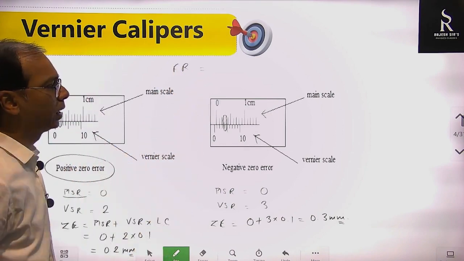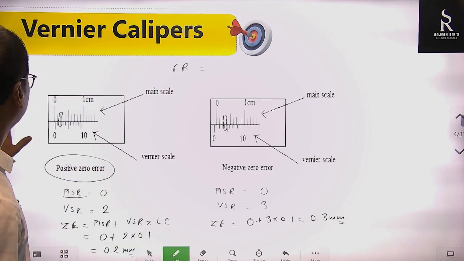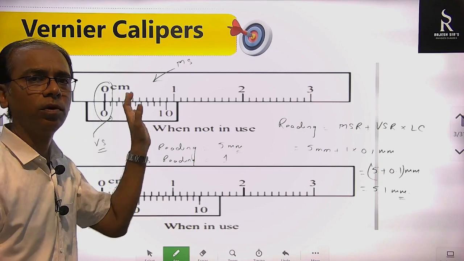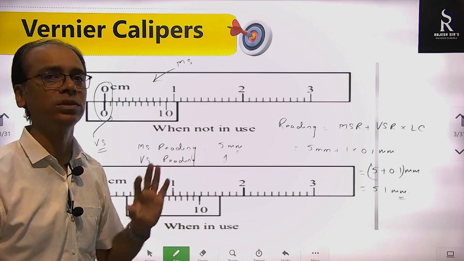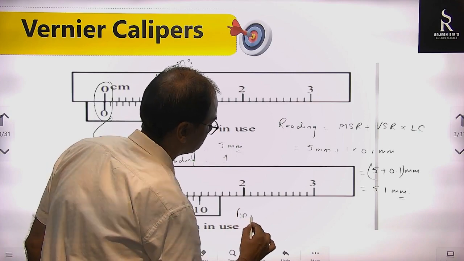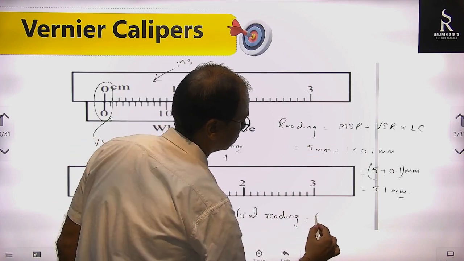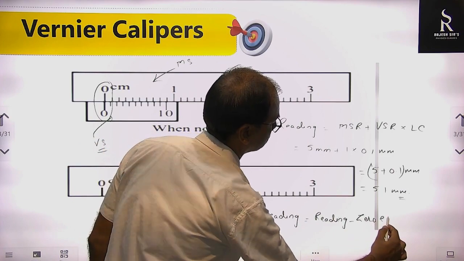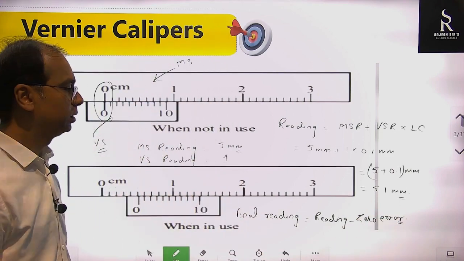Now, in the final reading, what will happen? Once you have calculated the zero error, after that you forget it. And now calculate this value in the same way. You have kept one bob over there, then you found the main scale reading, then you found the vernier scale reading, and calculated this. Now we have to adjust for the zero error. So the final reading is this reading minus zero error. Whatever zero error we have calculated, we have to subtract.